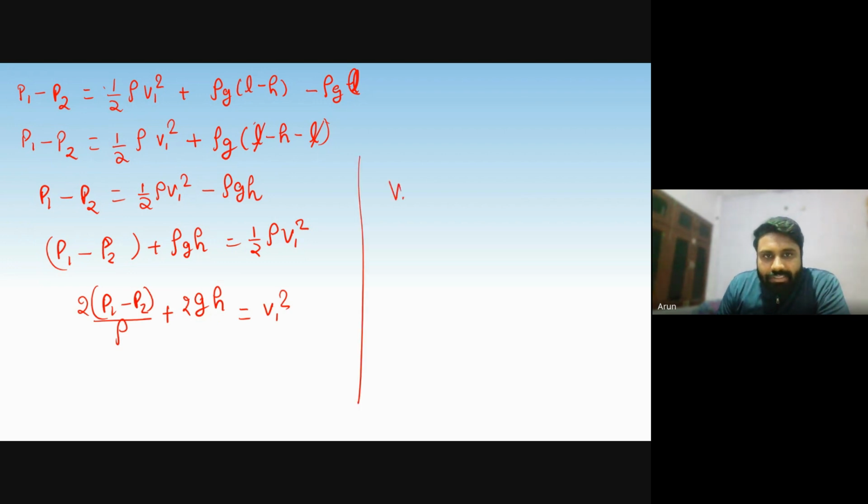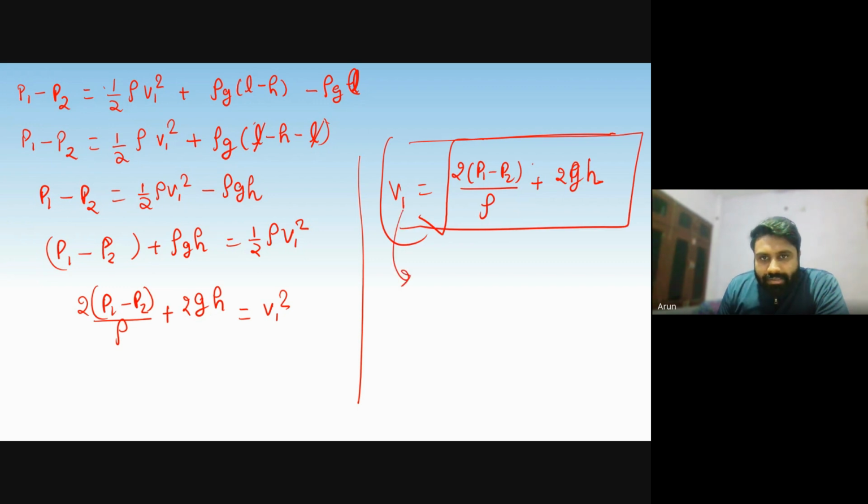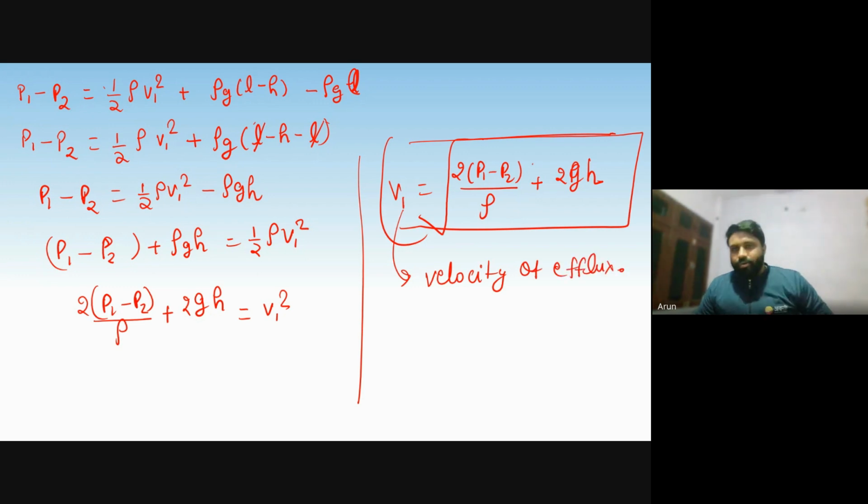So here V1 is equal to square root of 2 times P1 minus P2 divided by rho. Let me write it in a very clear way. 2 times P1 minus P2 divided by rho plus 2GH. This is the velocity of efflux. It is the velocity of efflux. Okay, got it? Any kind of doubt in this expression?